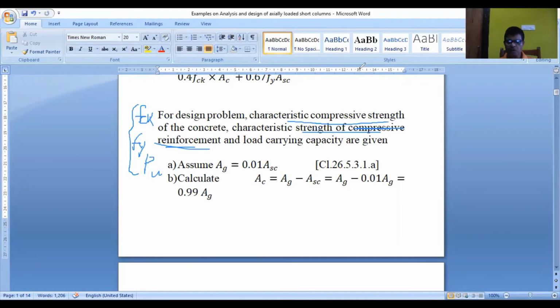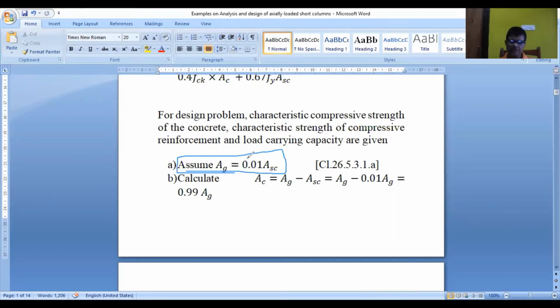So if you go to your codal provision, you will find what is the reinforcement area. The reinforcement area is given, it lies between 0.8 to 6%. So 6% is a higher value, and that is why it may lead to congestion of bars and may not be properly compacted. So the maximum value recommended in the code in the note can be 4%. So generally you assume 1.5%, 2%.